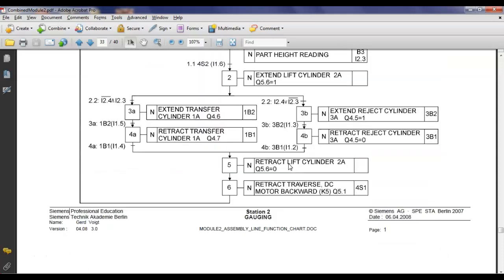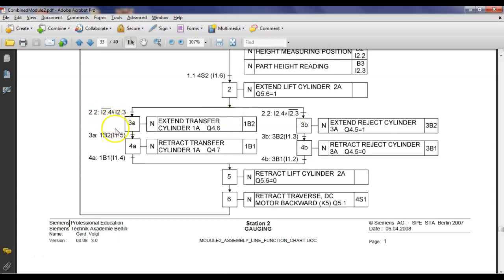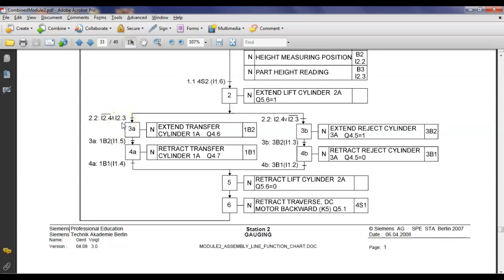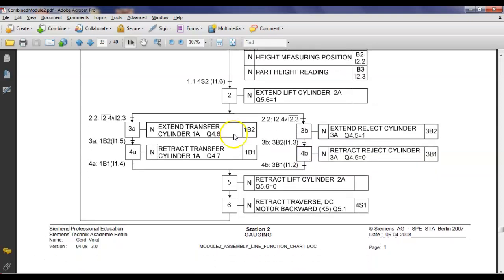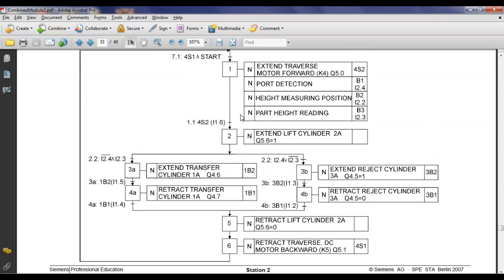Okay, here we go. It says it needs 2.4 and 2.3. And if 2.4 is true and 2.3 is true, then it'll take this path right here. If 2.4 is true and 2.3 is false, then it'll take this path right here. This is module 2, so this must be white reject. In ours, none of y'all figured this out, but I figured that, right?